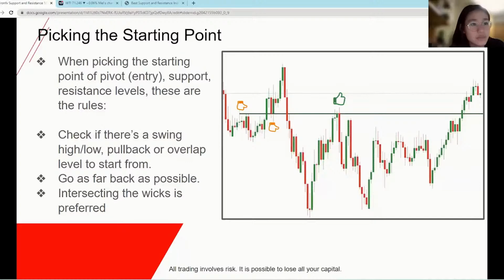So you can take a look at the image that I've included here. The orange thumbs represent an okay intersection because you can see they're not cutting through any bodies of the candlesticks, they're just cutting through the wicks, so it's fine. Something like this is preferred, the green thumb, simply because we have a really nice swing high there. Okay, if it's just one cut of one body of a candlestick, that's fine as well.